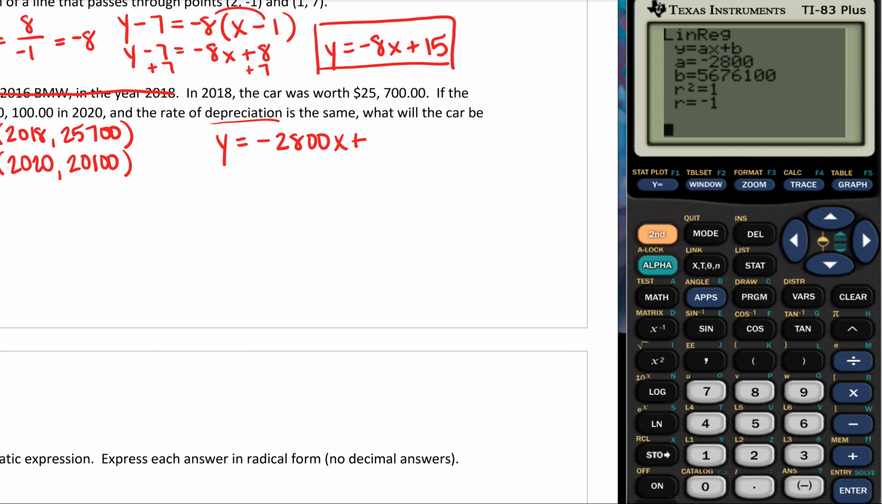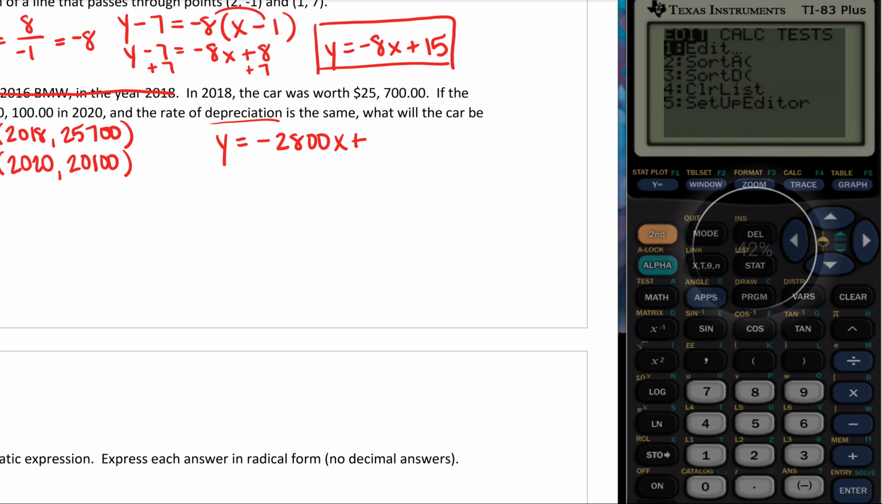We're just going to plug it in so that we get y equals negative 2,800x plus, hold on, something's not quite right, because that's 5 million. Oh, right, that's right. Okay, if I notice that my b is like 5,676,000, we did something wrong. And I'm going to fix it, and I'm going to show you how to fix it whenever you're calculating.